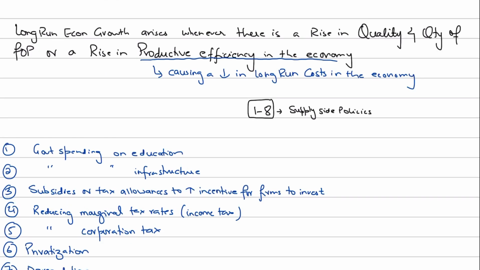Now, as far as your A-level syllabus is concerned, you need to know why long run economic growth arises. Remember that there are three reasons why it arises. First of all, whenever there's an increase in the quality of the factors of production, and or an increase in the quantity of factors of production. Or you could say that if there is an increase in productive efficiency in the economy. So three reasons: an increase in quality of the factors of production, and or an increase in quantity of the factors of production, and or an increase in productive efficiency in the economy. When you say an increase in productive efficiency, we mean that the long run costs in the economy go down.